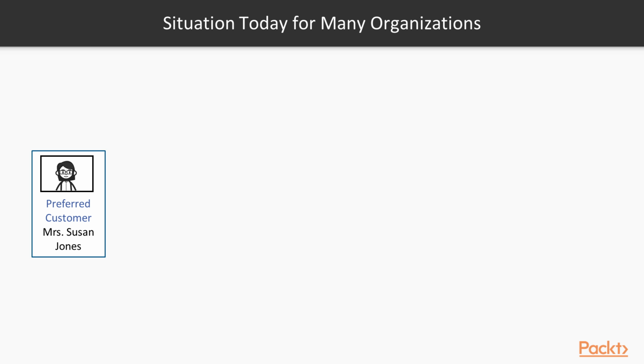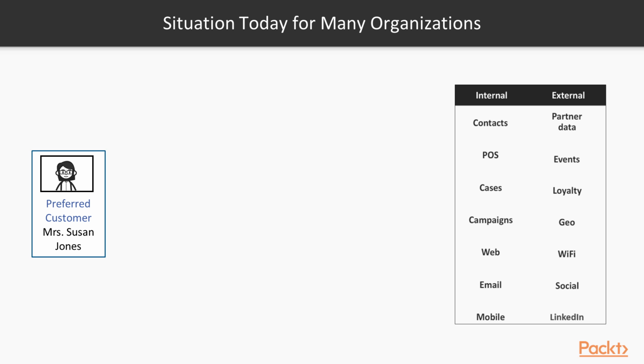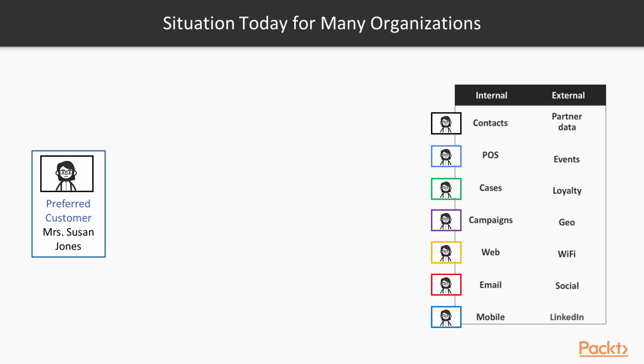Let's imagine that we work for an organization and they have a preferred customer, and her name is Mrs. Susan Jones. In this company, there's a variety of systems that we track and manage our business and also our interactions with our customers. And we can break those systems into both internal and external systems. A challenge that we often have in internal systems is we can have well-structured data about each one of our customer records, but chances are they might all be slightly different.